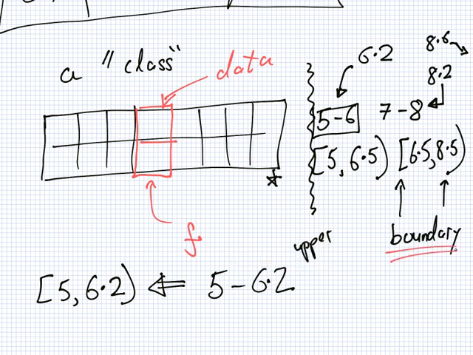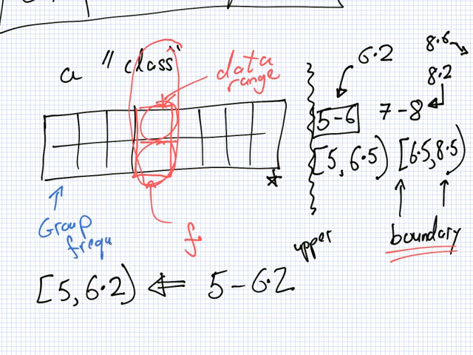This is called a boundary. This is where the frequency goes. This is where your data goes, the data range, I should say. This part here is called a class. But this table is called a grouped frequency table. And this is best. And this I no like.